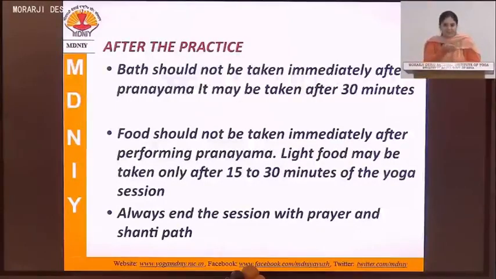Food also you should not eat immediately. You can eat after 15 to 30 minutes. A light meal should be taken ideally, not a very heavy meal, otherwise it can induce sleep. If you are doing a very relaxing pranayam, it can induce sleep if you eat a very heavy meal immediately after. And you should always end the session with prayer and Shanti Path, like we will do now.